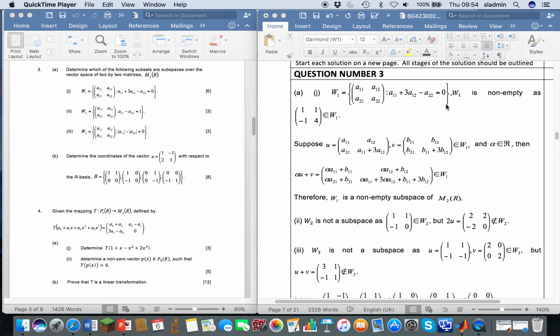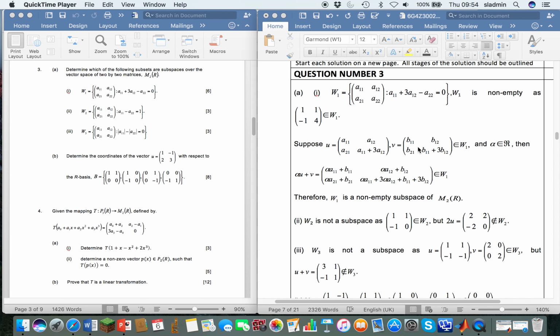Firstly, we can show that W1 is non-empty, and this is the first step you should always take. W1 is non-empty, as for example, this vector here, 1, 1, minus 1, 4 belongs to W1. That's because the element from row 1, column 1, plus 3 times the element from row 1, column 2, so 1 plus 3, take away the element in row 2, column 2, which is 4, does give you 0. So you can see that this vector does belong to this subset.